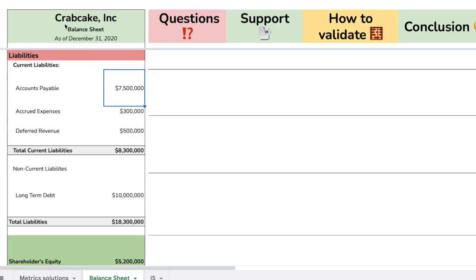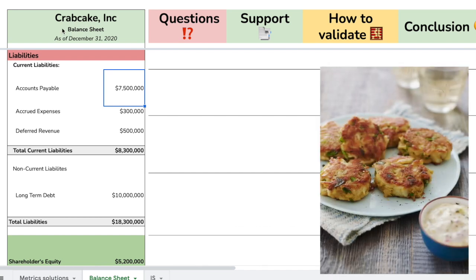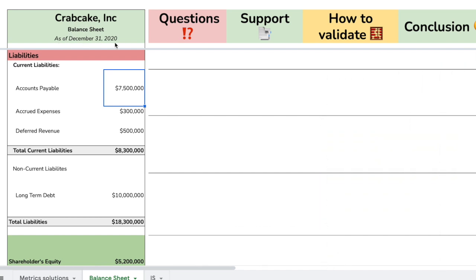All right, so this is the balance sheet for Crab Cake Inc. And Crab Cake Inc. is in the business of frozen food. So they manufacture frozen crab cake. And this is the balance sheet as of December 31st, 2020.